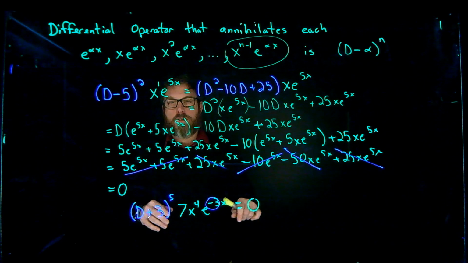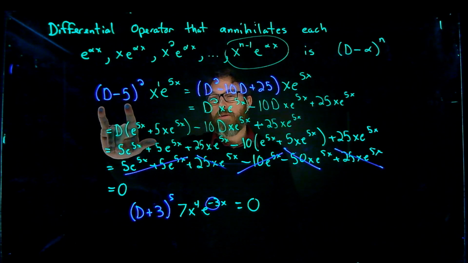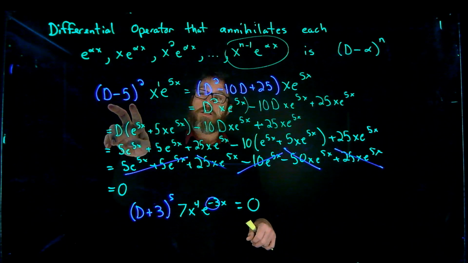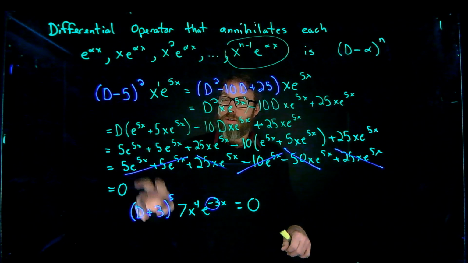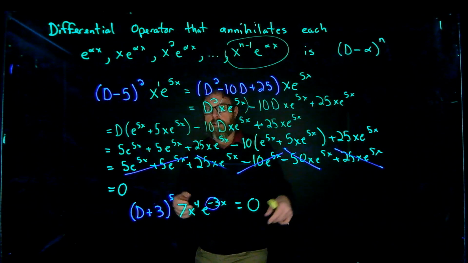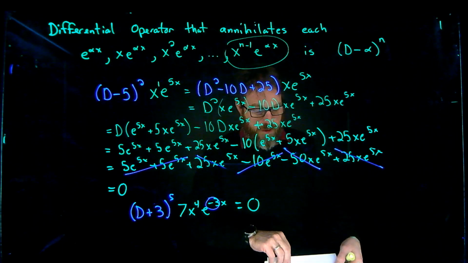To give a hint of what's going on, remember that these differential operators have zeros, and the zeros of these operators are related to the solutions of the differential equation. So you can see that this has a repeated root of 0, this has a root of 5, and this has a repeated root of negative 3. So we'll see in the next video that we're going to use these zeros to find some solutions.